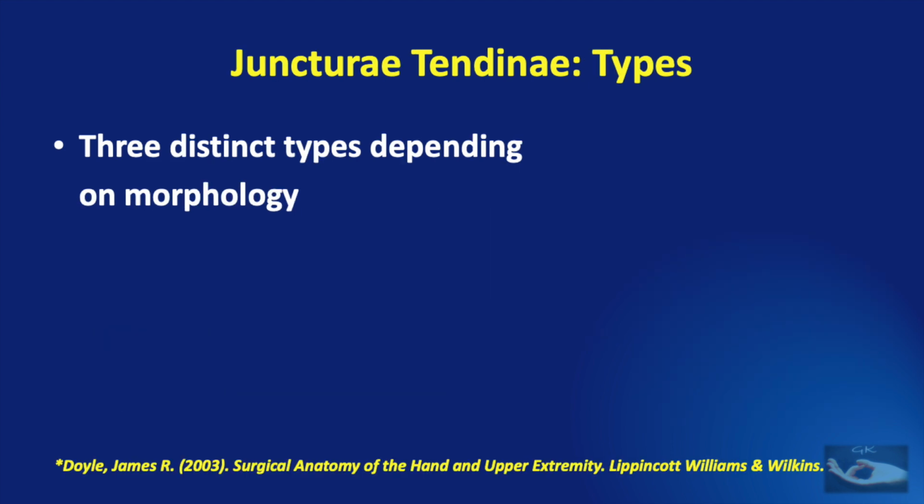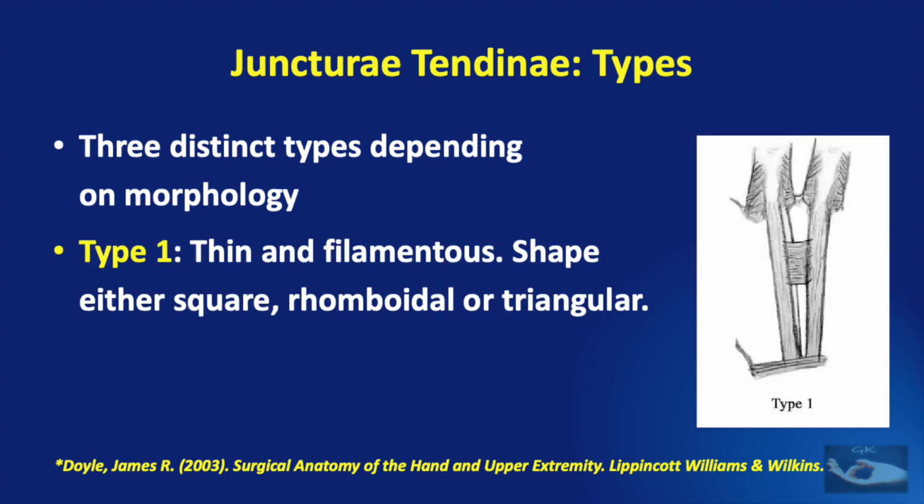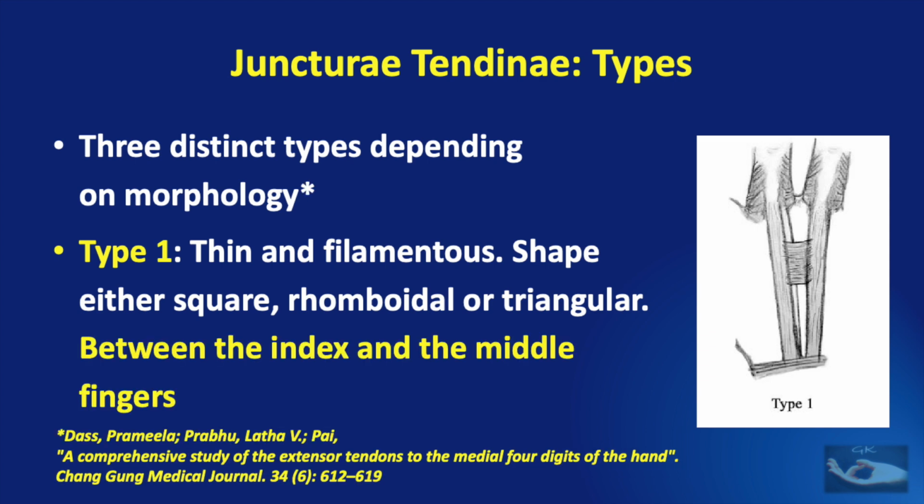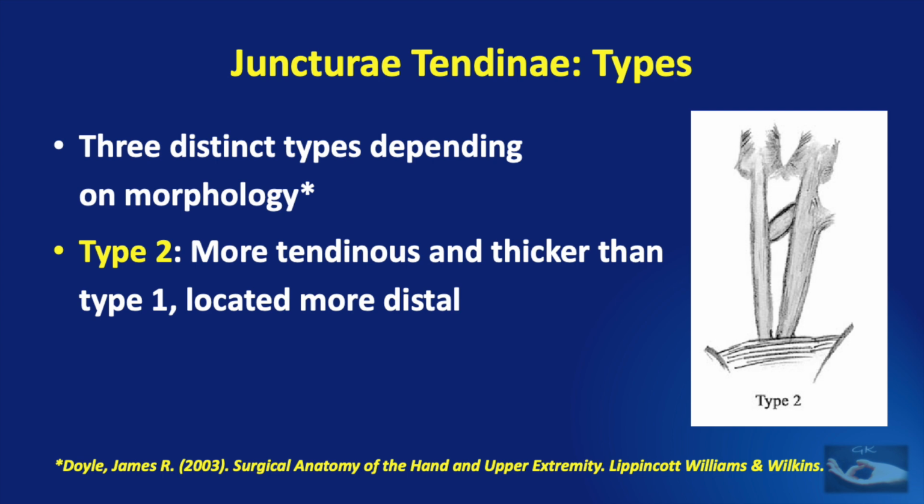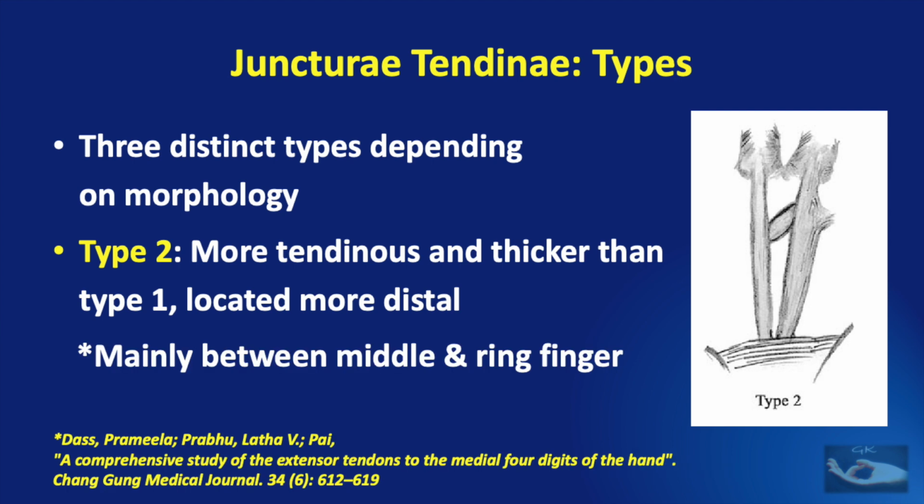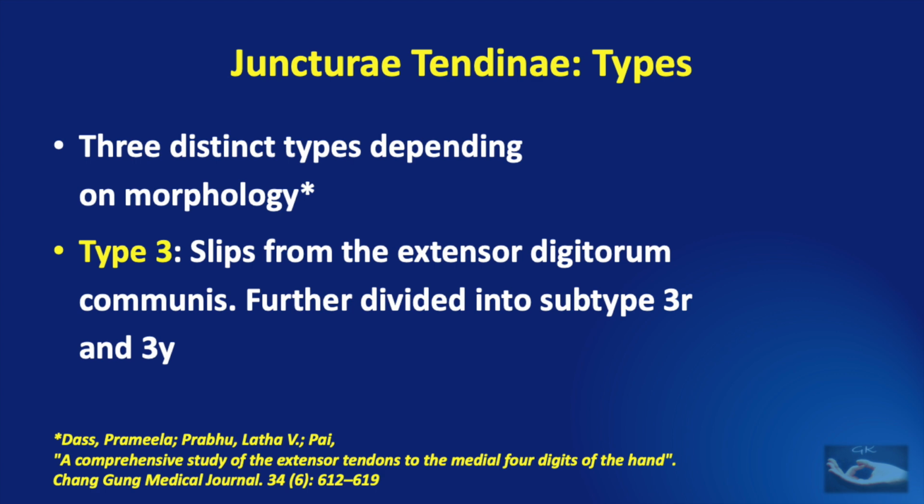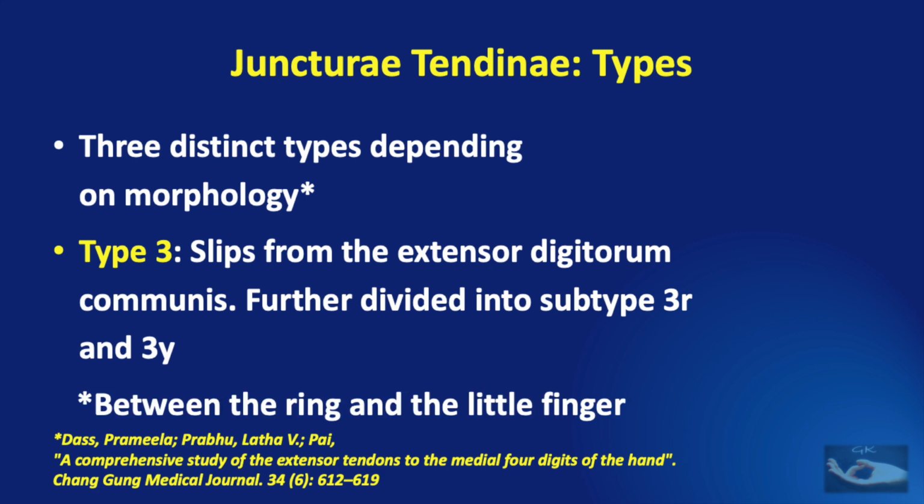There are 3 distinct types of Juncturae tendinae depending on the morphology. Type 1 is thin and filamentous with a shape either square, rhomboidal or triangular, and commonly seen between the extensors to the index and mid fingers. Type 2 Juncturae are more tendinous and thicker than type 1 and located a little more distally and commonly found between the middle and ring finger extensor tendons. And type 3 Juncturae are typically slips from the extensor digitorum communis. They are further divided into subtypes 3R and 3Y and commonly found between the ring and little finger extensor tendons.